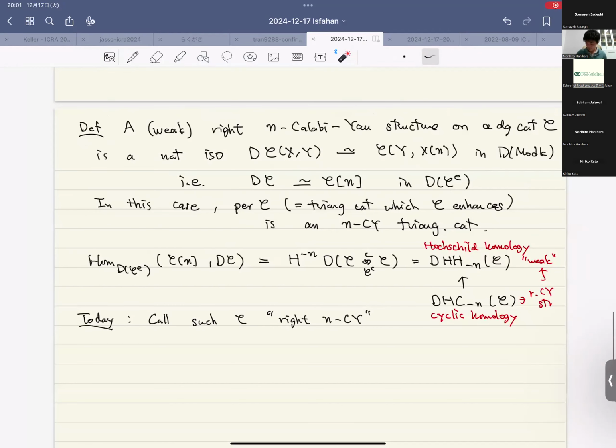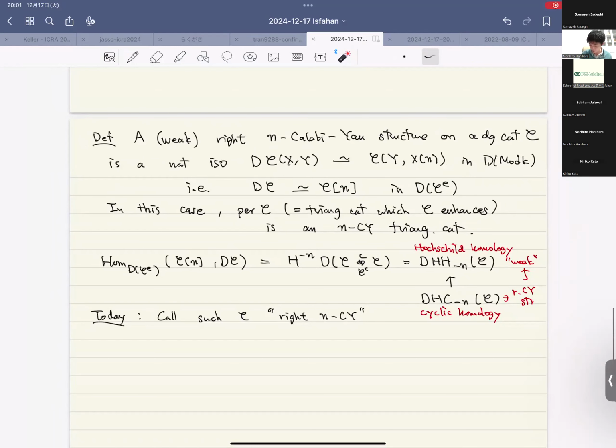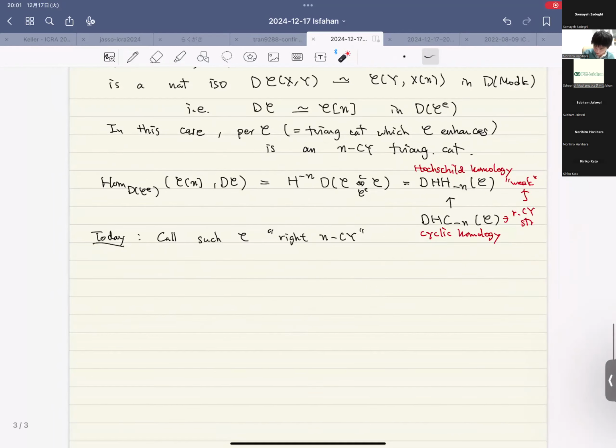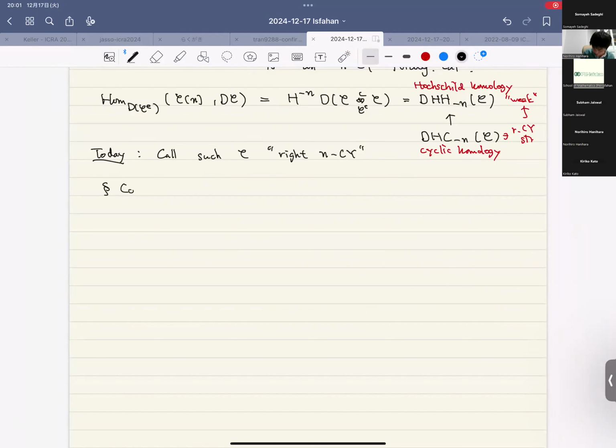Okay, so I can now go into the first main part about commutative algebras. I will start from a commutative Gorenstein ring of dimension d. And I will look at not just commutative algebra, but a slightly non-commutative version, namely I will discuss symmetric orders.